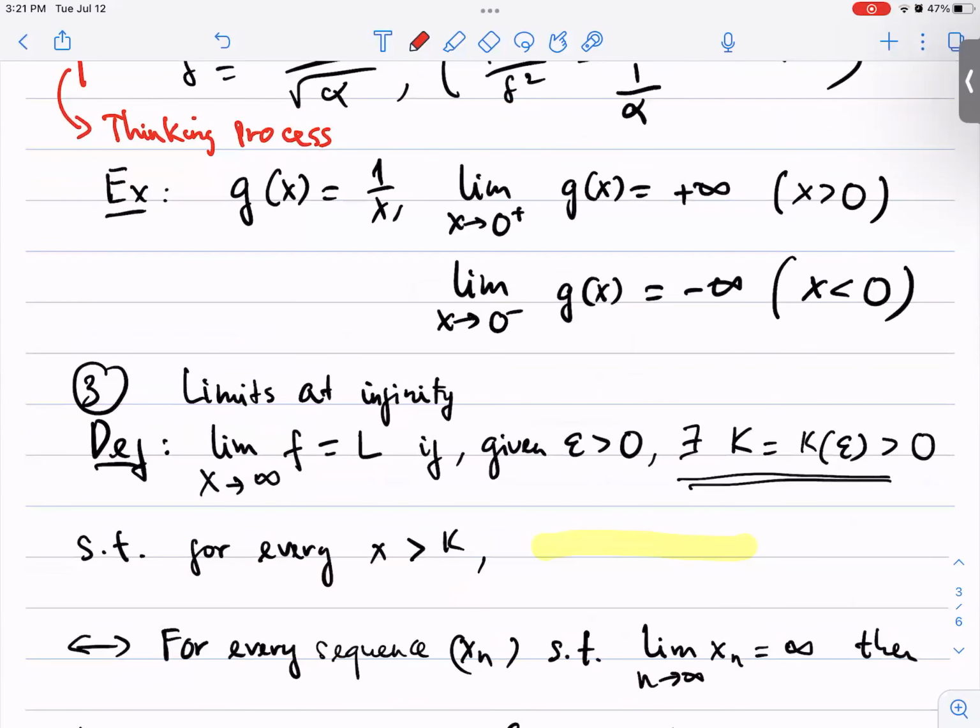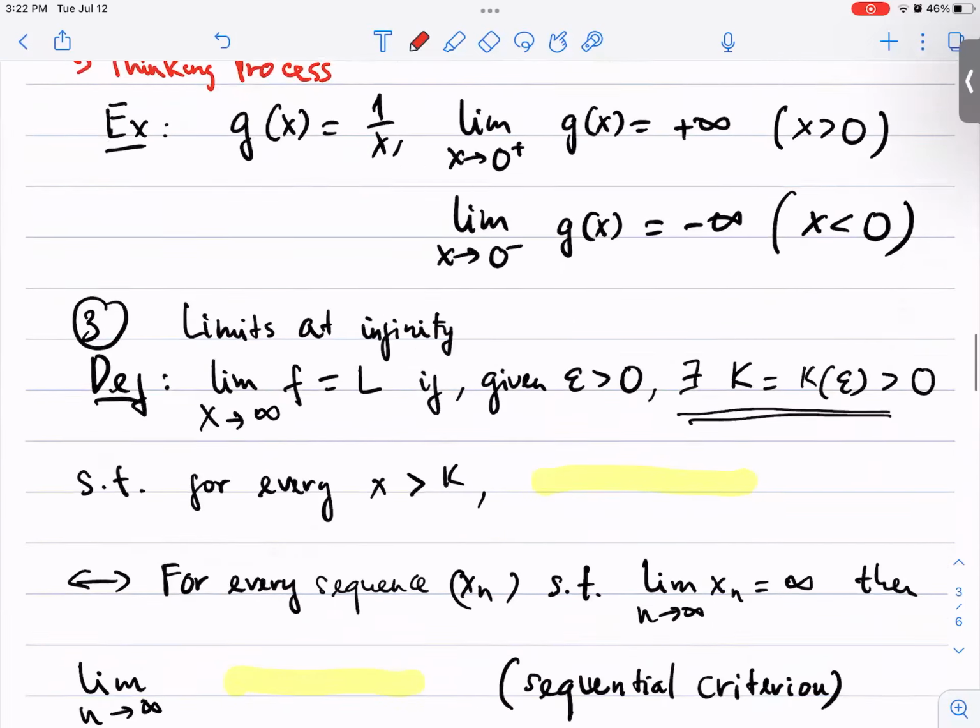Another example is the function g(x) equal to 1 over x. Applying very similar arguments, we show that the one-sided limit of this function when x approaches 0 from the right is equal to plus infinity, but the one-sided limit of this function when x approaches 0 from the left is equal to minus infinity.